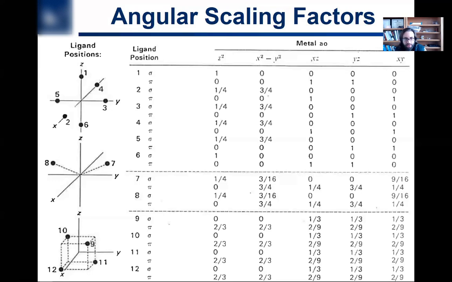So we left off the last video where I showed you these so-called angular scaling factors. These are basically quantifications of how much overlap there is for sigma bonds and pi bonds, potentially, for the different d orbitals in different positions for the ligands, which can describe, in this case, a lot of the different coordination geometries.